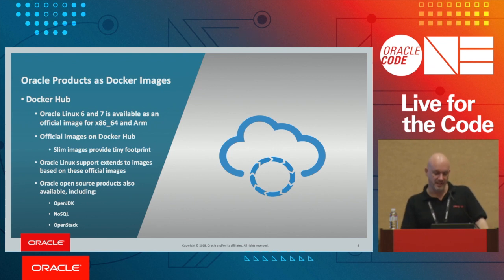Those Oracle Linux images on the Docker Hub are supported. If you have an Oracle Linux support subscription for a physical box and you create Docker images that use Oracle Linux as their base image, we support Oracle Linux inside the image as well at no extra cost. So the physical subscription for the server covers as many instances of Oracle Linux as you can shove on that server. If they're virtual machines, we cover all the VMs. If they're containers, we cover all the containers.